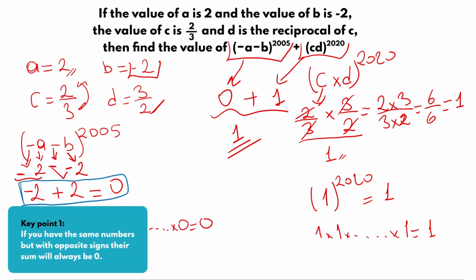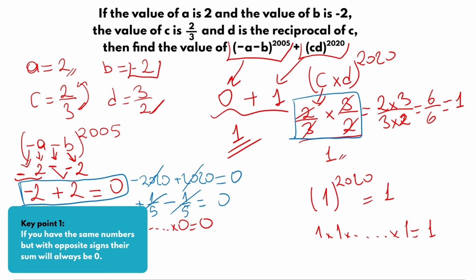If you have the same numbers but with opposite signs, their sum will always be 0. For example, negative 2020 and positive 2020, if you add them up, they cancel out, the answer is 0. For example, positive 1 over 5 and negative 1 over 5, if you add them up, it makes 0. Alright? The second key point is here.